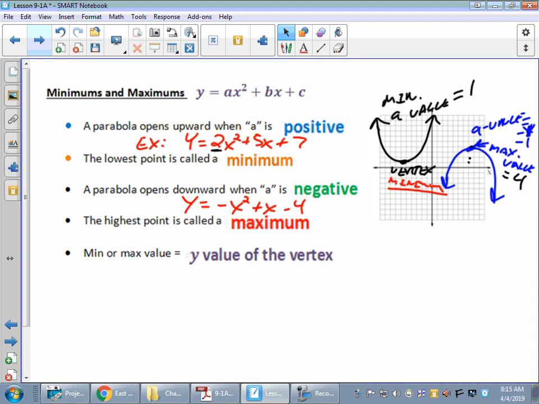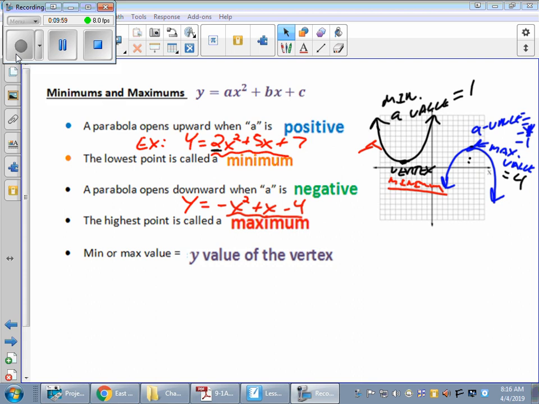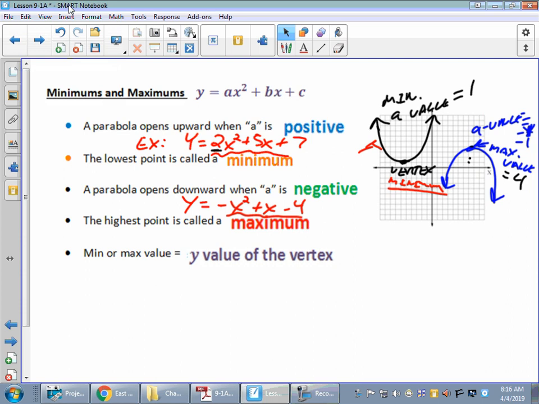These graphs over here are not actually from these functions. I was just giving you an idea of positives and negatives. But again, if a is positive, it's going to open upward, so you're going to have a minimum value. If it opens downward, it's going to be a negative a value, and we'll have a maximum there. The y value is your maximum or minimum. All right, so let's move on.